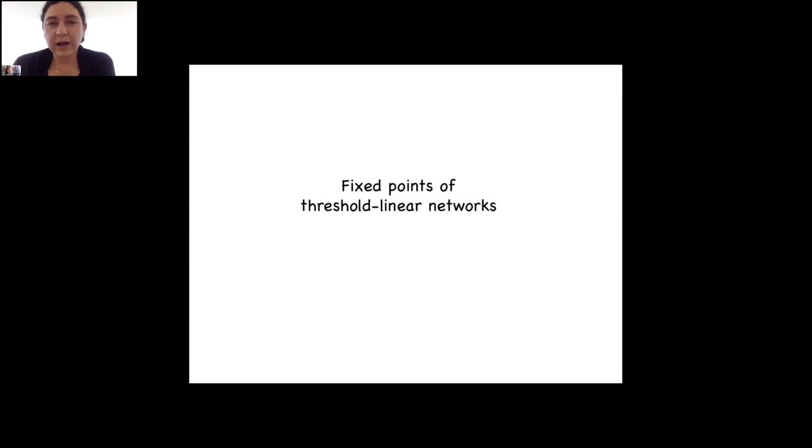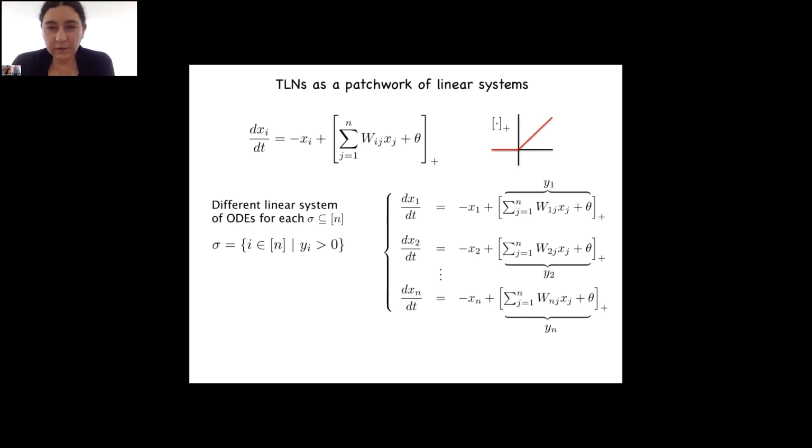And so the main strategy that we use is to really focus in on the fixed points, but not just the stable fixed points, also the unstable fixed points, because it turns out that the unstable fixed points are tightly related to the dynamic attractors in ways that we can understand. So the first observation is you can think of the threshold linear networks as a patchwork of linear systems, as I was saying before, where the boundaries between the linear systems are determined by hyperplanes that are coming from the equations.